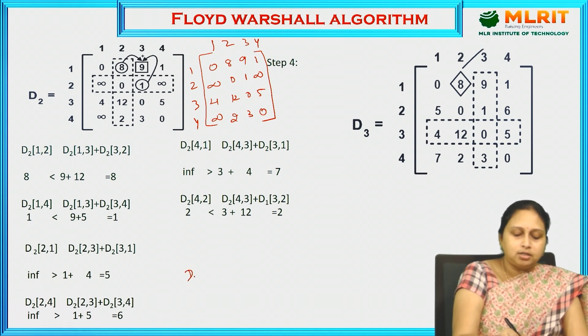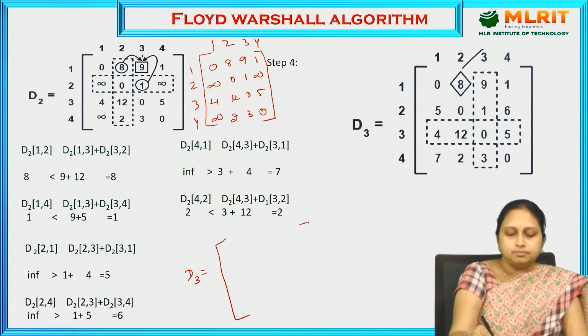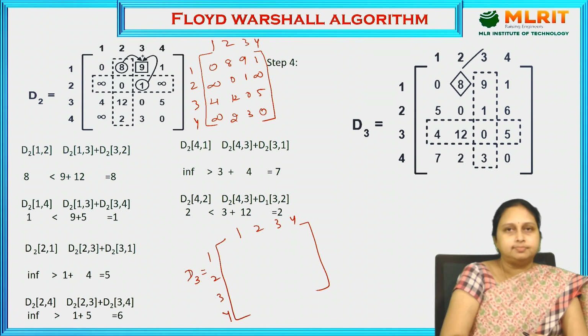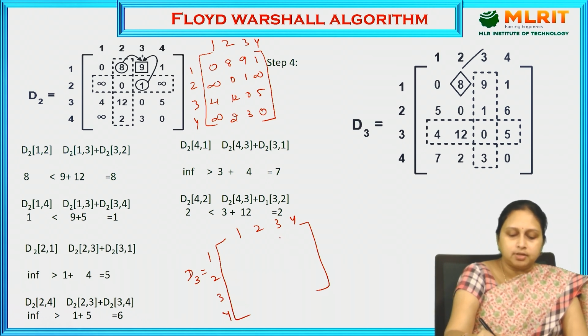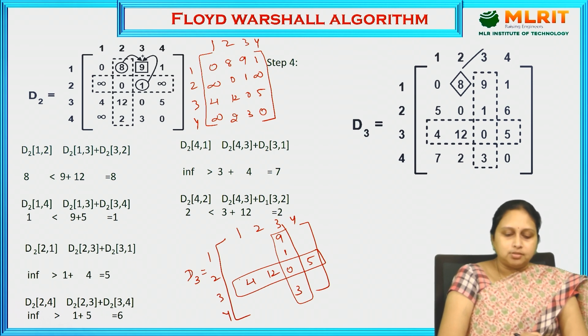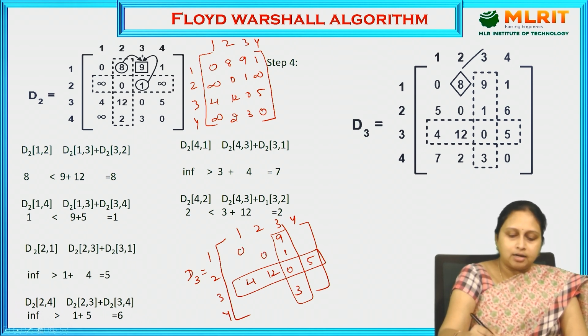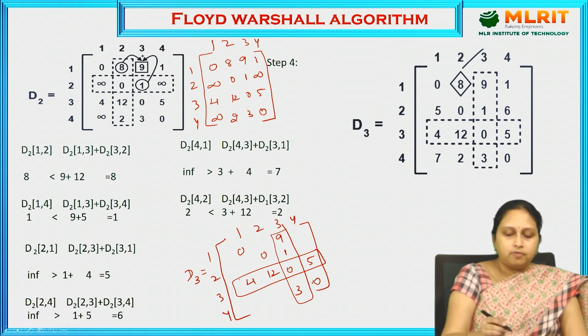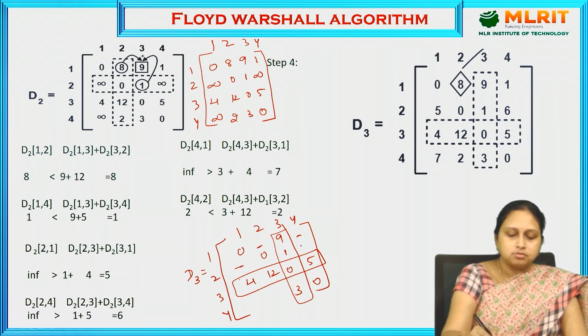Now, how to find the D3? 1, 2, 3 and 4. 1, 2, 3 and 4. Now, we need to consider the third vertex as it is. Row and column 0, 3, 4, 12, 0 and 5. This is the third row and column we have selected. Now, represent the diagonal elements as they are, zeros. Now, we need to find these locations. These values we need to find.